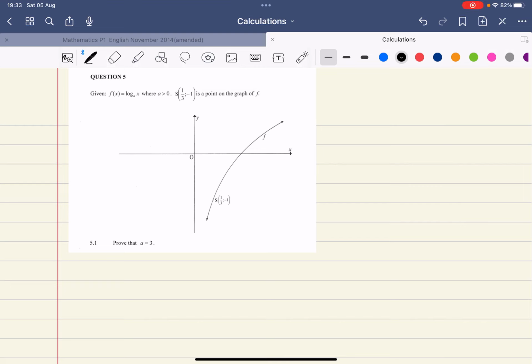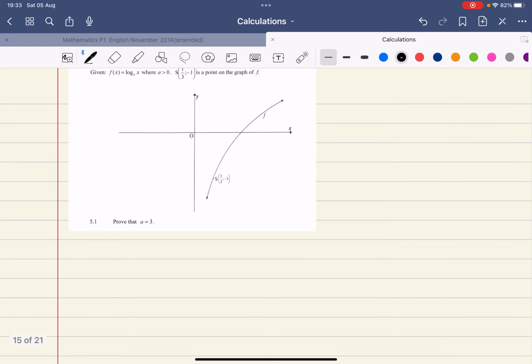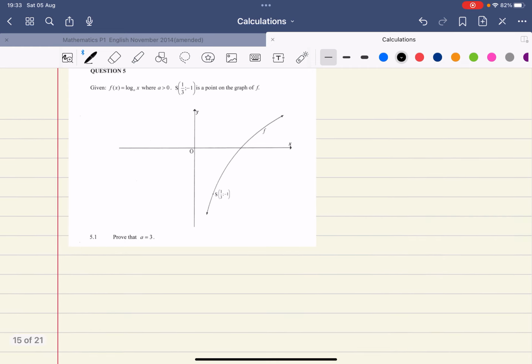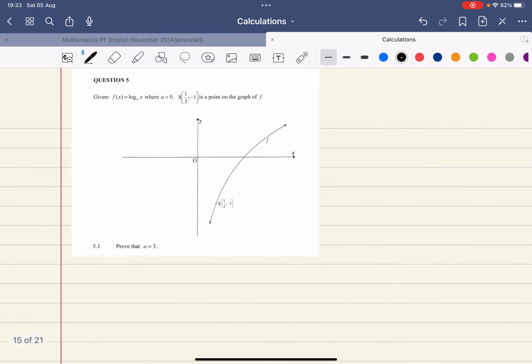Question 5. Given f of x equals log base a of x, where a is greater than 0, such that S with x coordinate 1/3 and y coordinate -1 is a point on the graph of f, prove that a equals 3. Alright, so first we must have a look at our graph and look at what function they've given us.